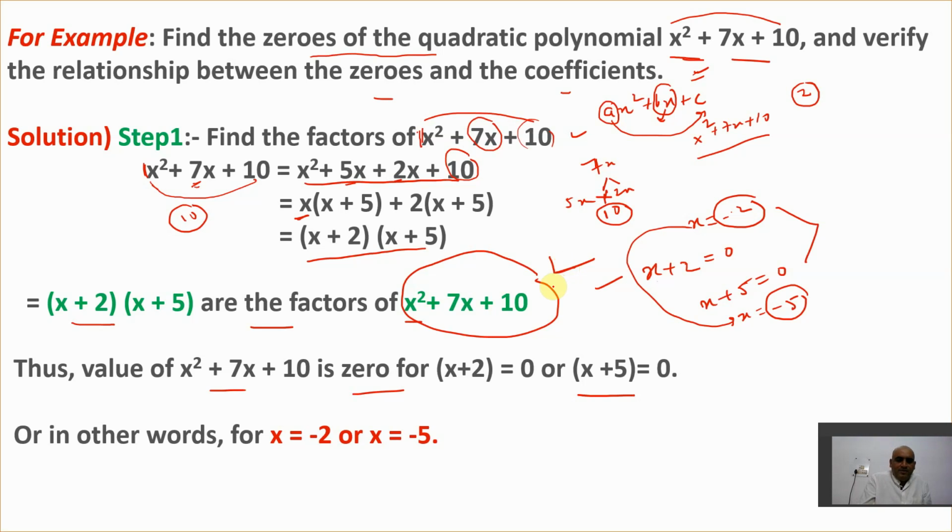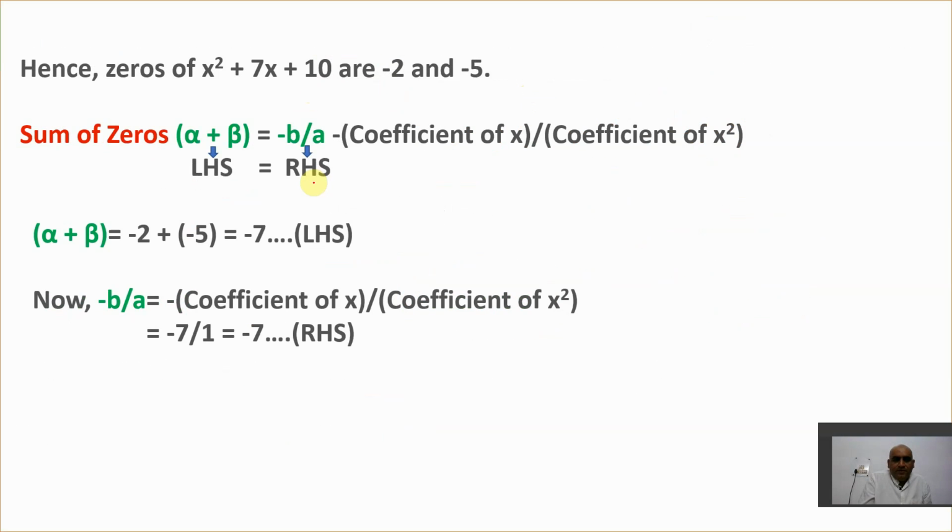Now, first of all, we have found the zeros. Now we need to verify the relationship between zeros and coefficients. So first of all, we had to find the zeros, which I have already found. Now how to verify the relationship? Now understand this. We have found the zeros here, minus 2 and minus 5, just now. So how can we verify the relationship?